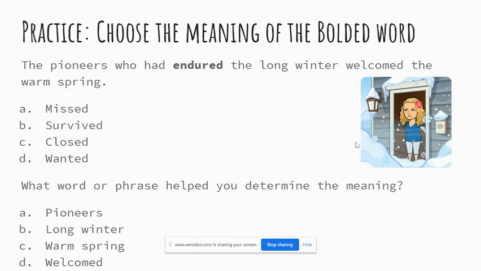And one last, I think this is the last one. Let's see. Yep, this is the last one. Choose the meaning of the bolded word. The pioneers who had endured the long winter welcomed the warm spring. Does endured mean A, missed, B, survived, C, closed, or D, wanted?